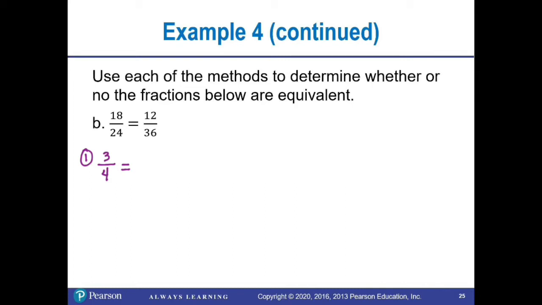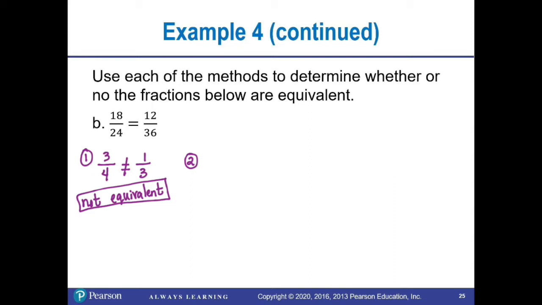On the right side, 12 is a common factor for 12 and 36. 12 divided by 12 is 1, and 36 divided by 12 is 3. Notice that these two fractions are not equivalent. Let's look at the second method.